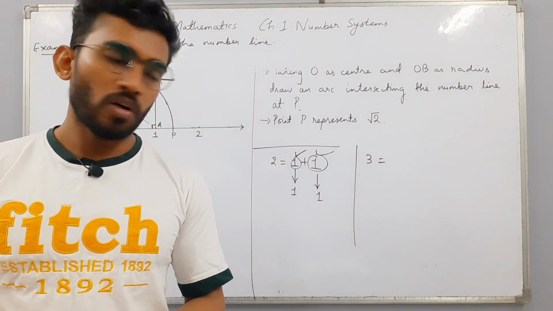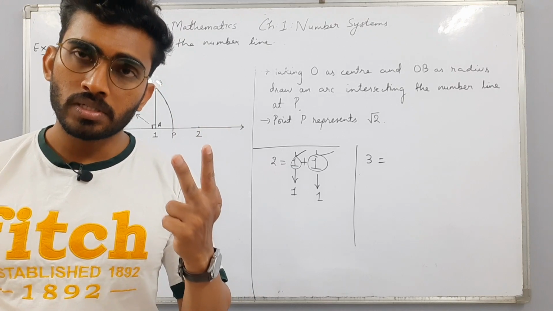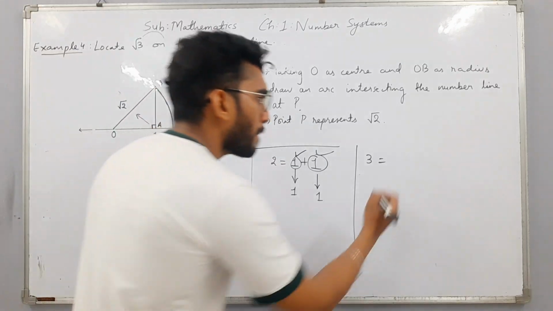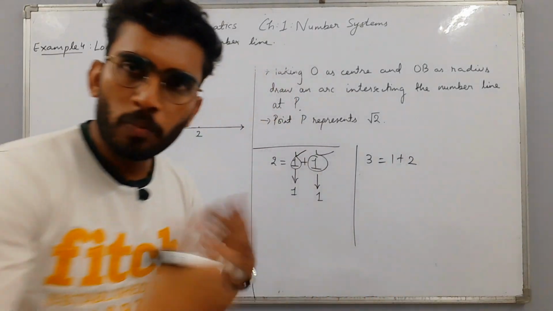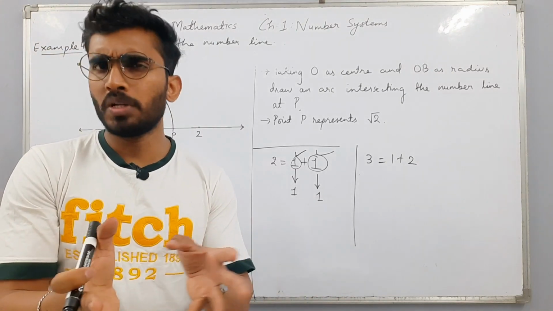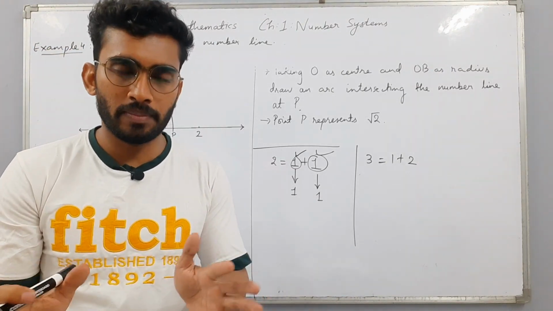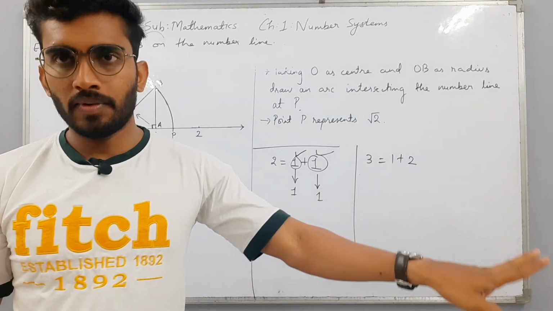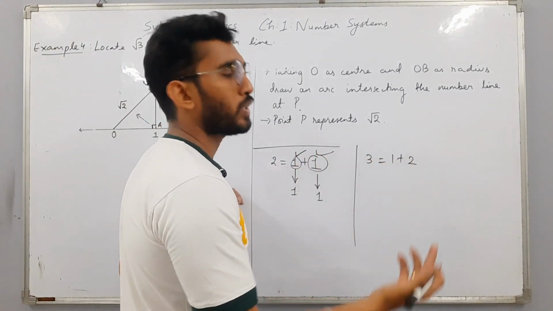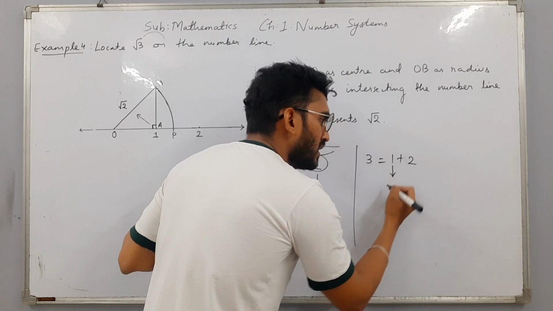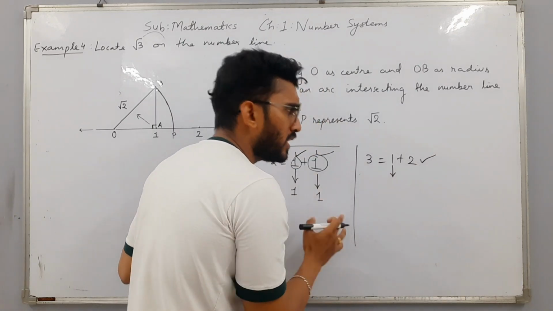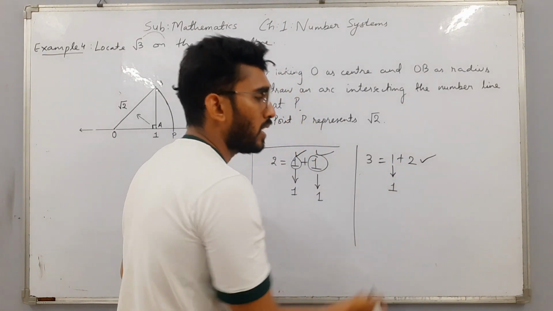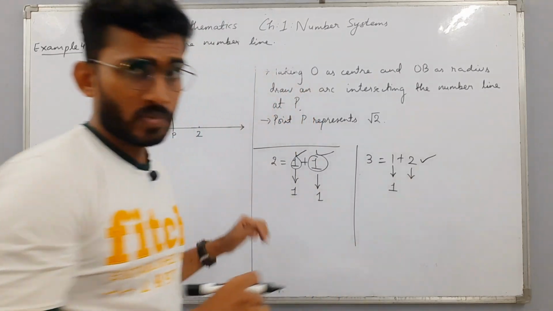Now in the case of 3, what are the possible ways of making 3 by adding two natural numbers? Let's say 1 plus 2. 1 plus 2 gives what? 3. 2 plus 1 is also 3, but 1 plus 2 and 2 plus 1 are no different, they are the same. So for 3 also there is only one possible way, and that is 1 plus 2. Now, 1 is a perfect square of 1 only, but 2 is not a perfect square.